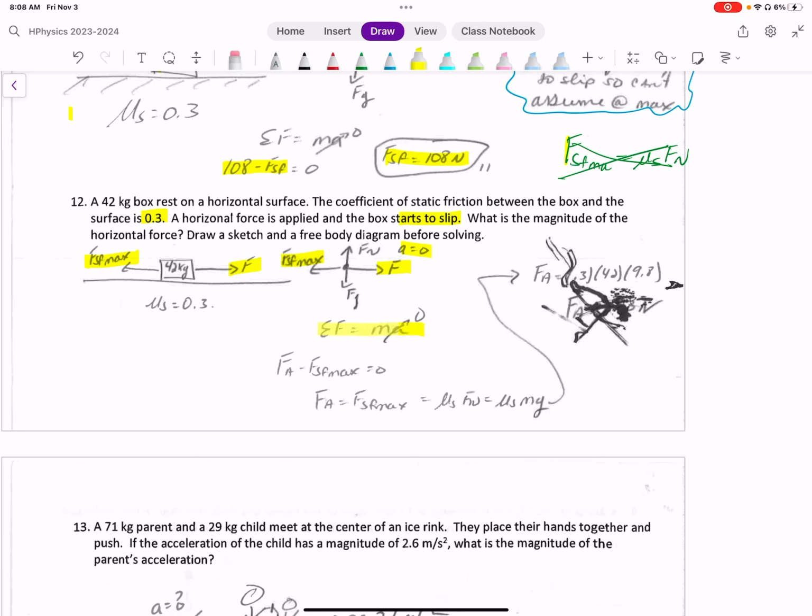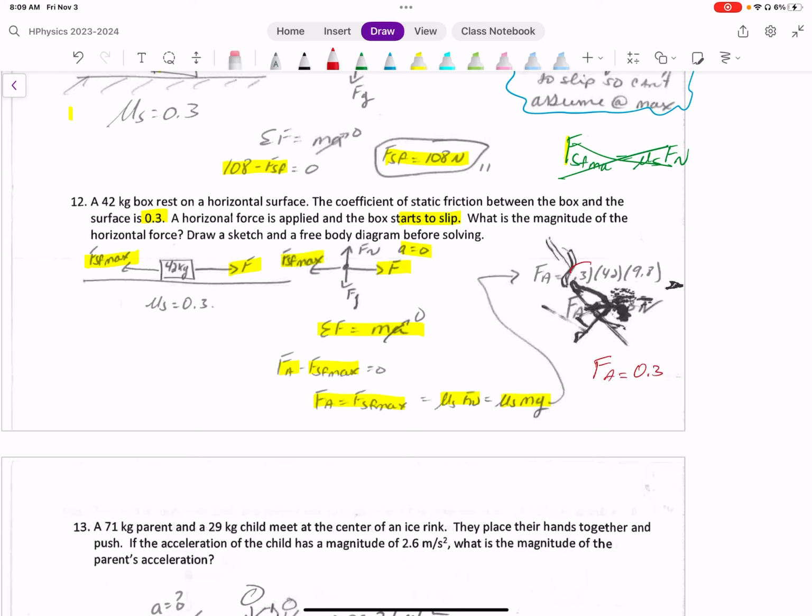So I can sum the forces in the x direction equal to 0. The only positive force is force applied. The only force in the negative direction is the maximum static friction. Those added together have got to equal 0. So the force applied must equal the force of static friction max. So that is equal to mu sub s times force normal. In this case, force normal is equal to mg. I can now plug in values.